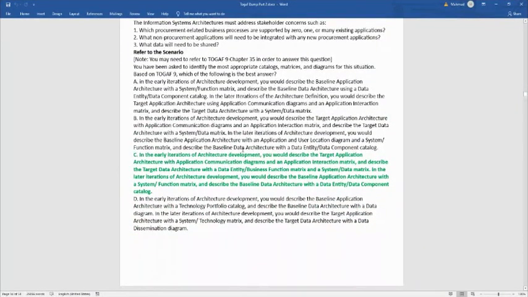In the earlier iteration of architecture development, you describe the target application architecture, an application communication diagram, and an application interaction matrix. You describe the target data architecture with a data entity business function matrix and a system data matrix. In the later iteration of architecture development, you would describe the baseline application architecture with a system function matrix and describe the baseline data architecture with a data entity and the component data.